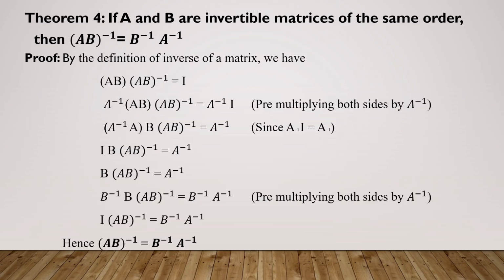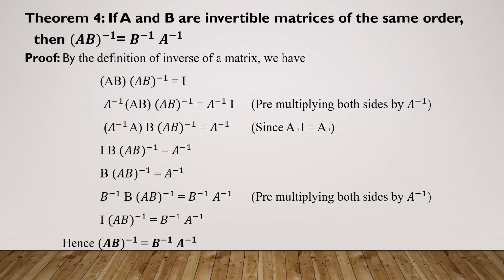By definition of the inverse of a matrix, what do we have? Any matrix into its inverse is the identity matrix. So AB into AB whole inverse is I. Correct? Now pre-multiply both sides by A inverse. You know that you can change the position of the bracket. So A inverse into A into B into AB whole inverse is equal to A inverse. But A inverse into A is always I. So IB, but IB is again B. So what we have obtained is B into AB inverse is equal to A inverse.